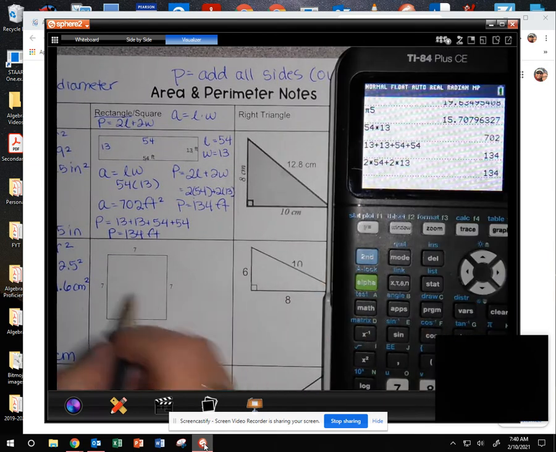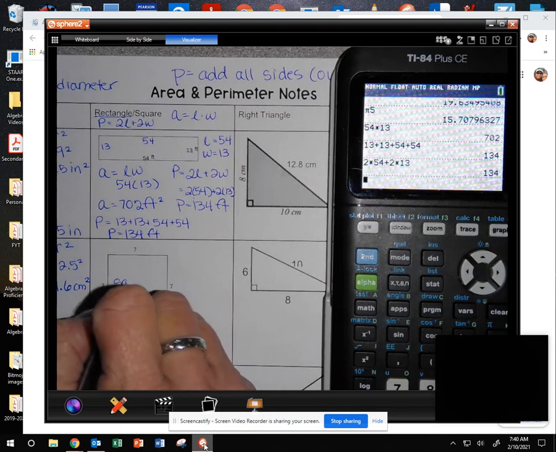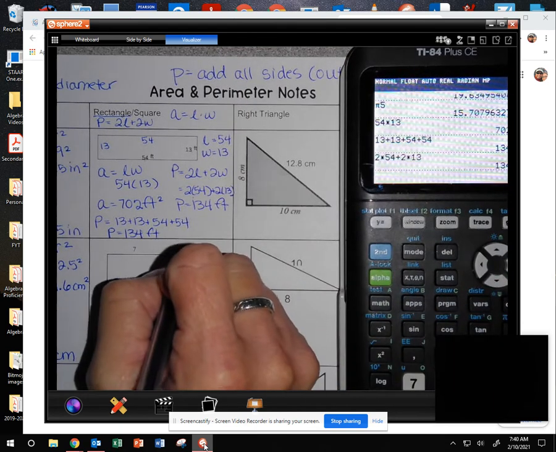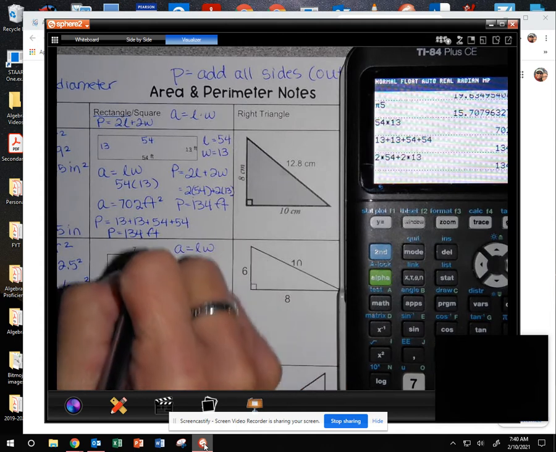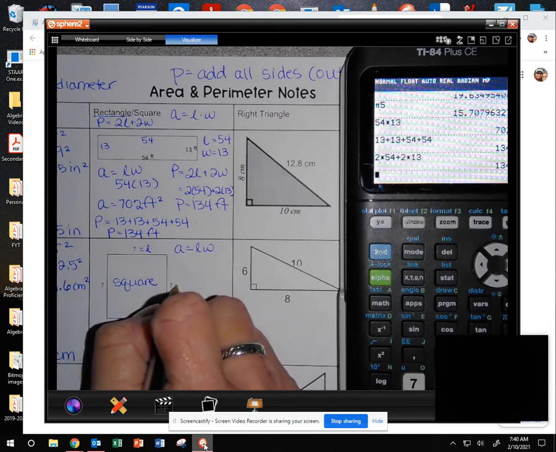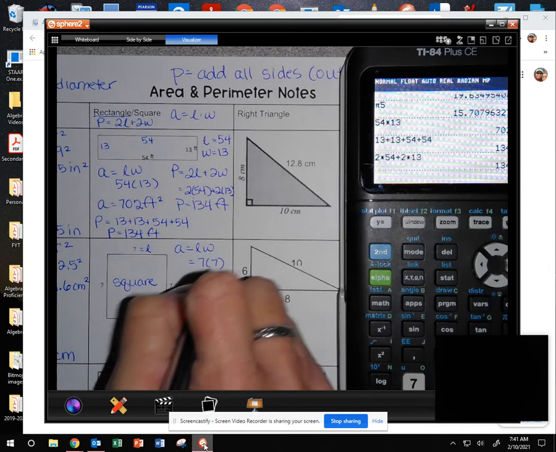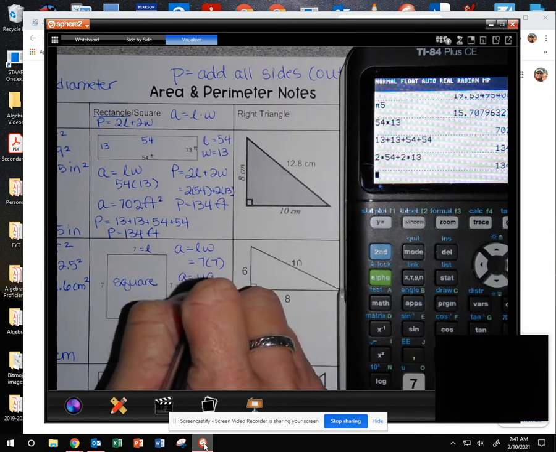Okay, so here I have a square. And I'm using my same formula, length times width. So my length is 7, my width is 7. So to find the area, 7 times 7, my area is 49.